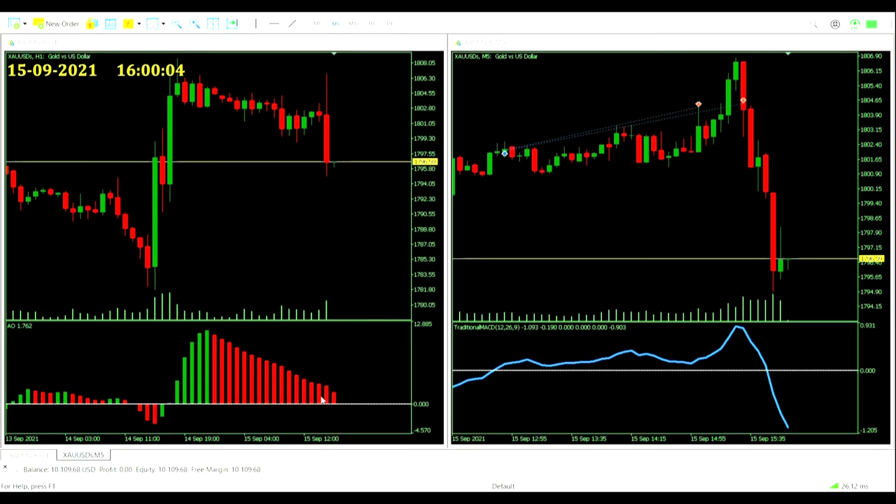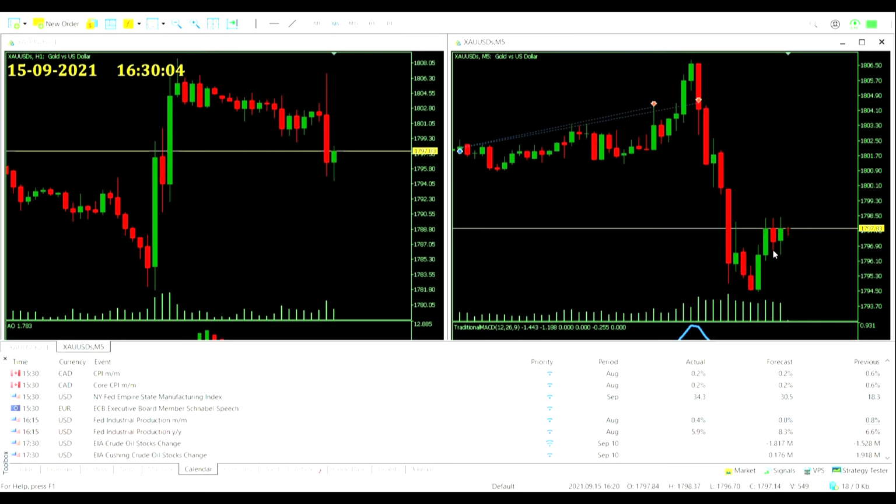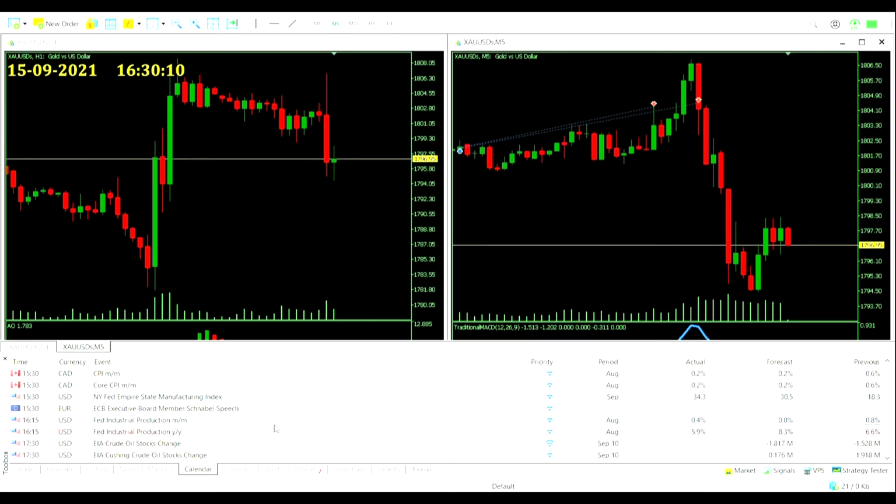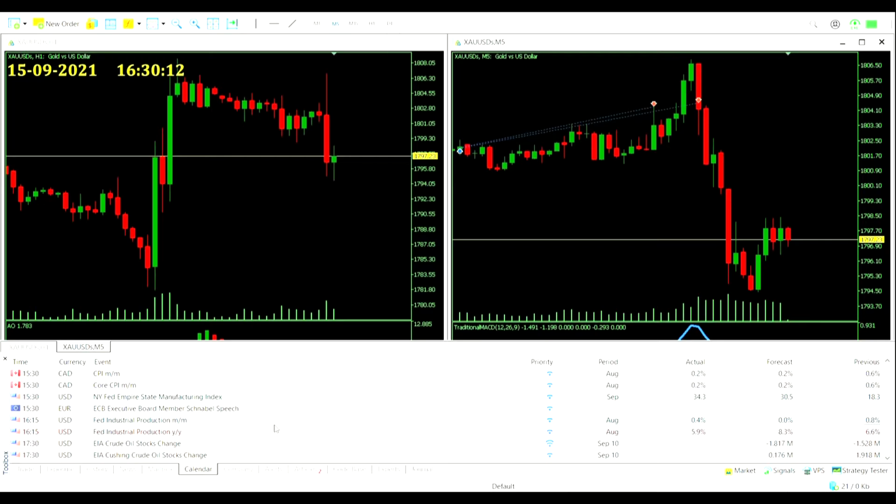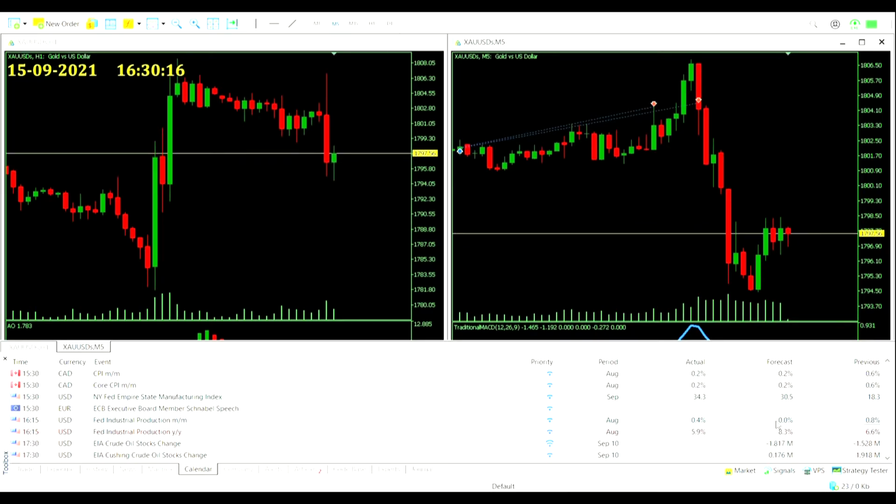4 o'clock, and we do see quite a drag on the Awesome Oscillator, not below zero though, still a way to go for that. 4:30 now, price not doing much, just been ranging the last 20 minutes or so. We did get those Fed industrial production month-on-month numbers from the US. 0.4% actual against a flat forecast of 0.0.